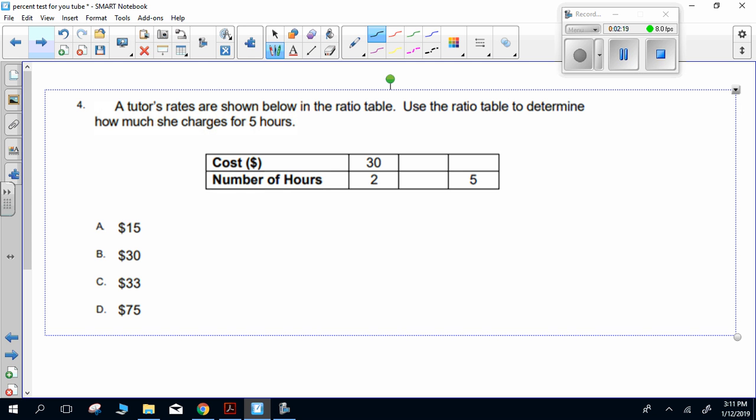Okay, next one. A tutor's rates are shown in the table below. Use a ratio table to determine how much she charges for 5 hours. So I'm going to go now to my unit rate by dividing by 2, which gives me 15. Then I'm going to go up to my 5 by multiplying by 5, and then that gives me 75.